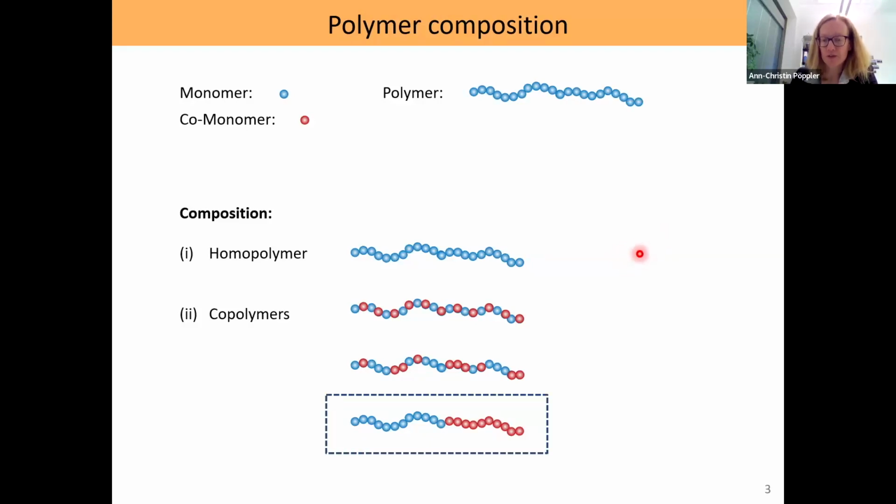During what I will present today, I will mostly focus on these blocks of polymers, but be aware that there are lots of researchers also working with the other different types of assemblies.